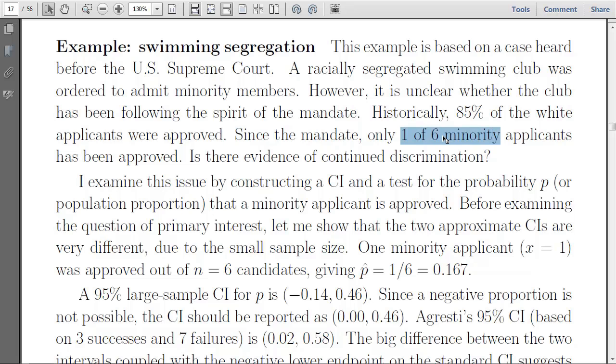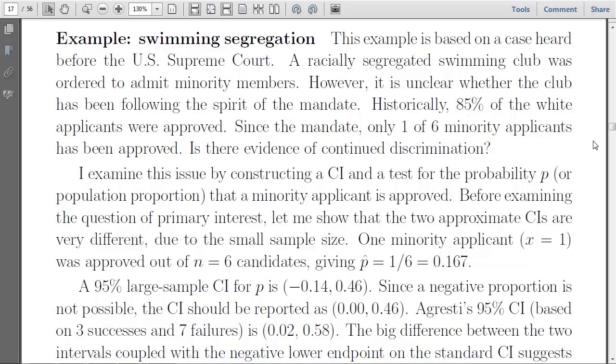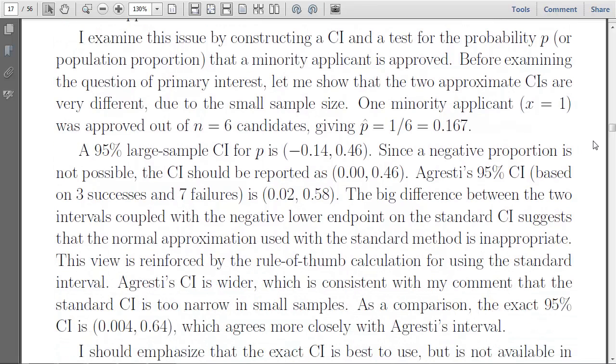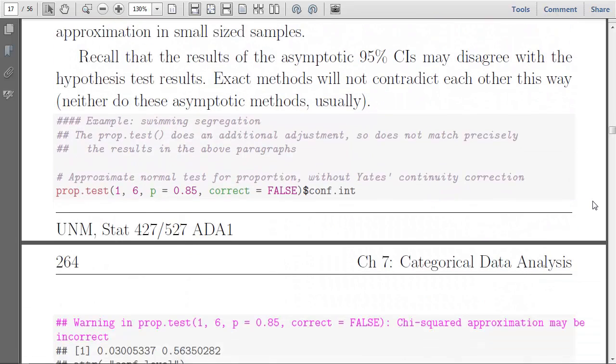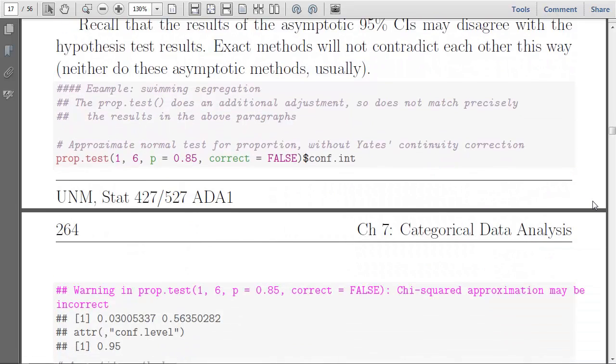And so if, in fact, the probability of being admitted didn't depend on race, then we would expect not just white applicants to have an 85% approval rate, but also everyone else. And 1 out of 6, to my mind, is far away from 85%, almost the inverse of that. So, is there evidence of continued discrimination? So we can perform either a confidence interval or a hypothesis test to answer this. So let's, I'm going to scroll down. You can read through this here, but I'm going to show you how to do this in R.